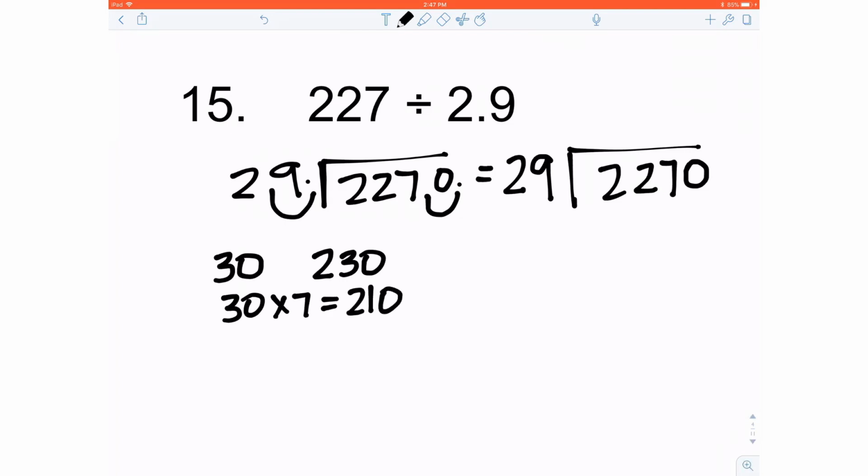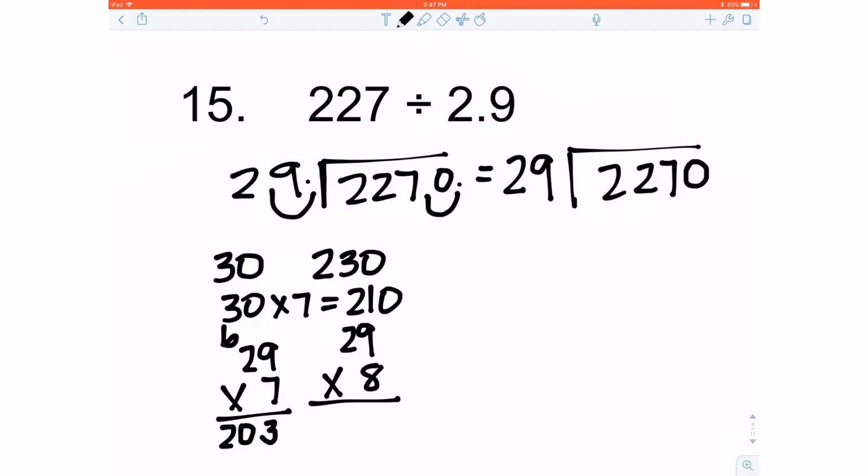That's pretty close. So let's try 29 times 7. So it's probably going to be like 29 times 7 or 29 times 8 or something like that, okay? So let's give it a try. 7 times 9 is 63. I'm going to put a 3, carry the 6. 7 times 2 is 14, plus 6 is 20. So we got 203. Let's try 29 times 8 and see how that works.